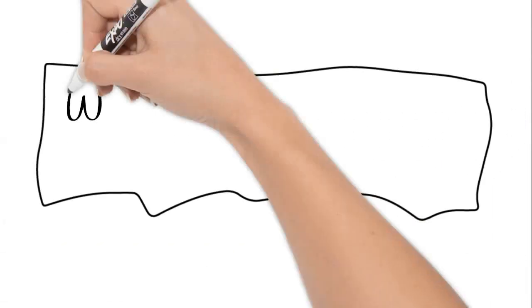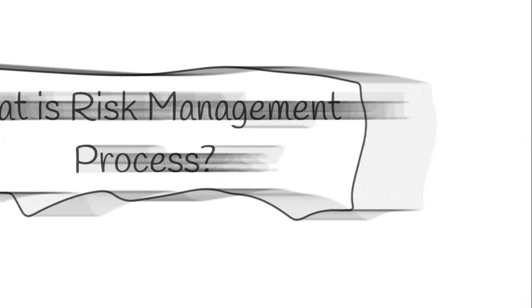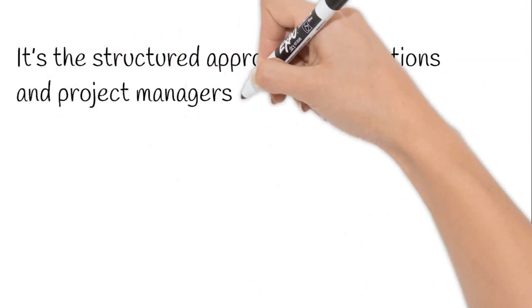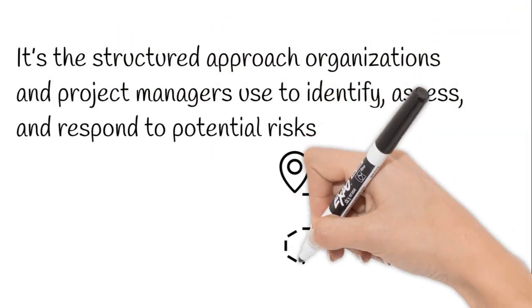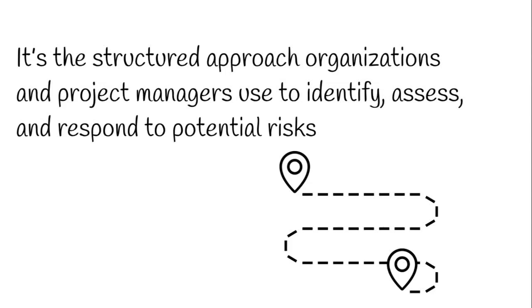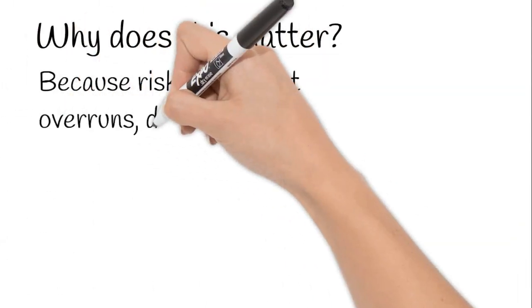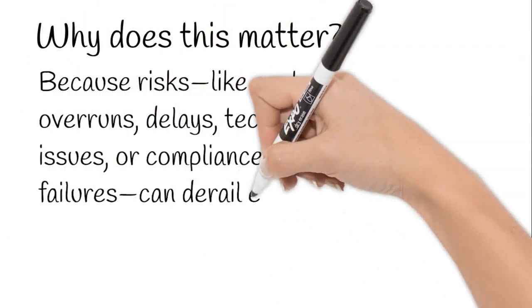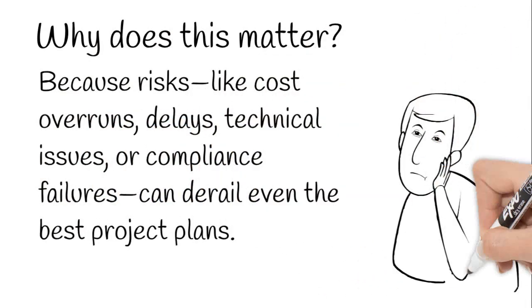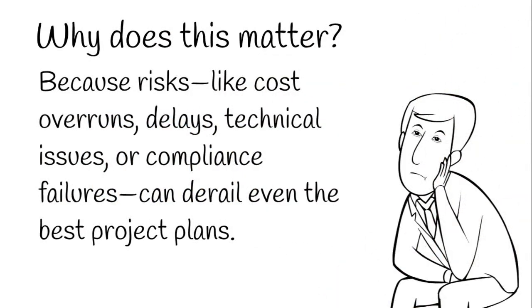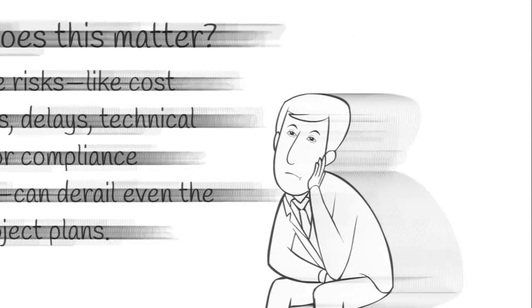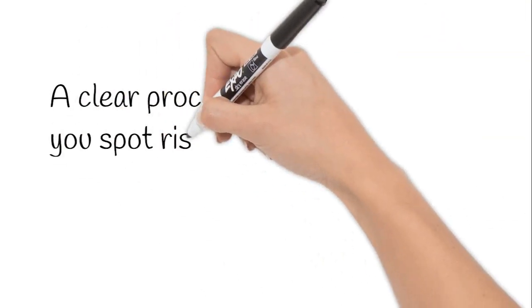What is the risk management process? It's the structured approach organizations and project managers use to identify, assess, and respond to potential risks. Why does this matter? Because risks, like cost overruns, delays, technical issues, or compliance failures, can derail even the best project plans. A clear process helps you spot risks early and prepare smart responses.